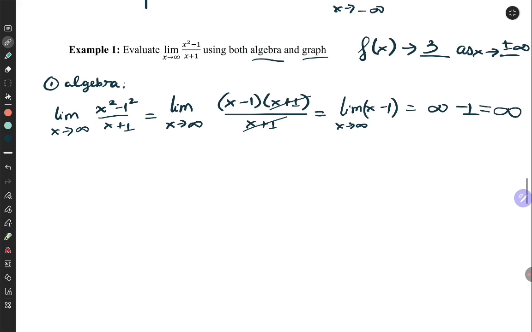Okay, so that's algebra. Now how about the graph? I give you the graph.